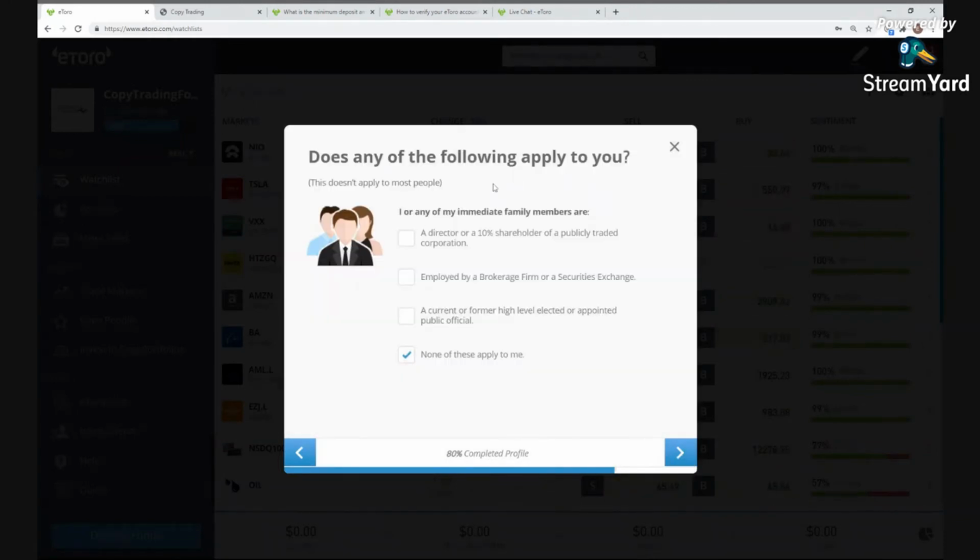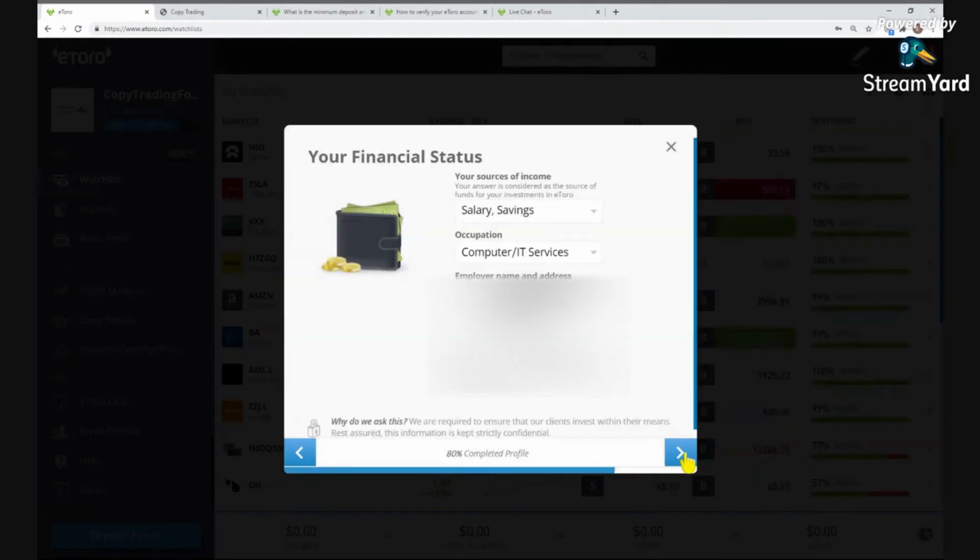Does any of the following apply to you? Are you a director or shareholder in a publicly traded corporation, employed by a brokerage firm or securities exchange, or a high-level elected or appointed public official? I'm none of these, so you can select none of these. Next. And then how are you going to finance your account? So you're going to do your salary. For me, it's salary and savings. And I work in IT. You can select whichever you work in there.